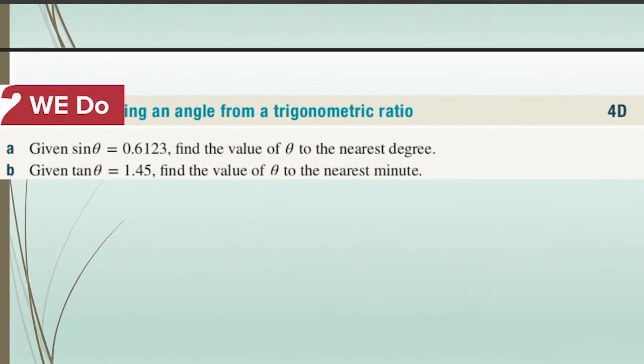Alright, the next thing we need to know how to do is to find an angle when we're given the value of the ratio. So in this case we have sine theta equals 0.6123, and we are trying to find out the value of theta.